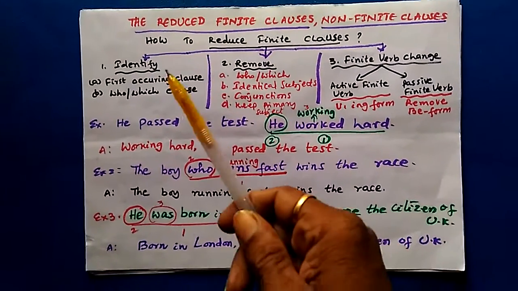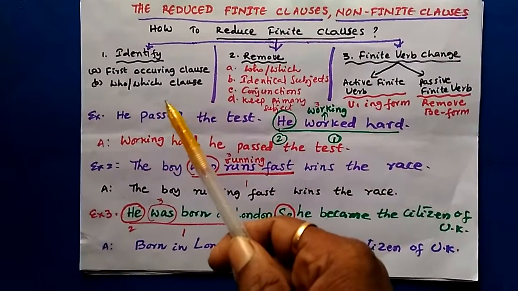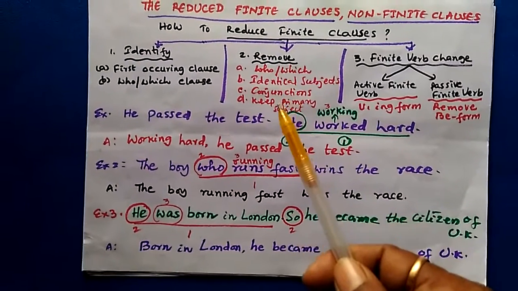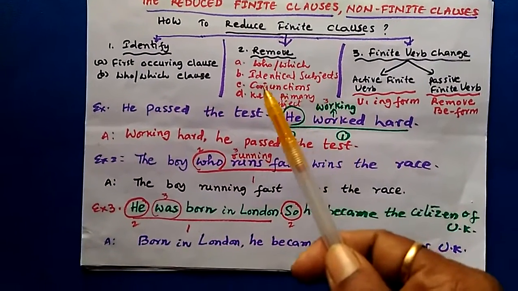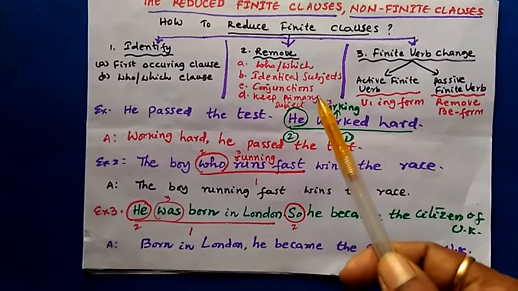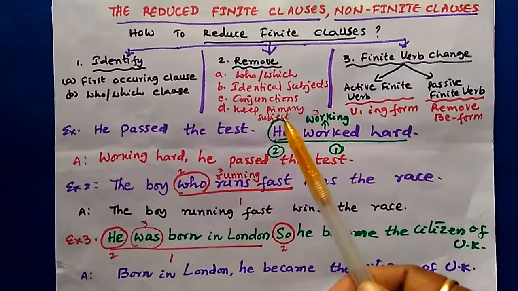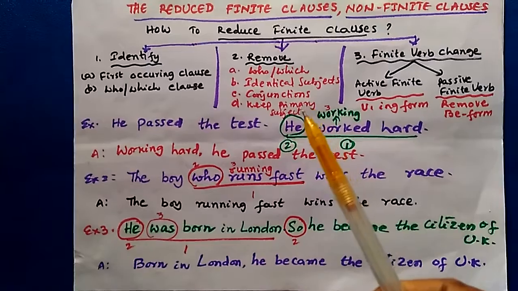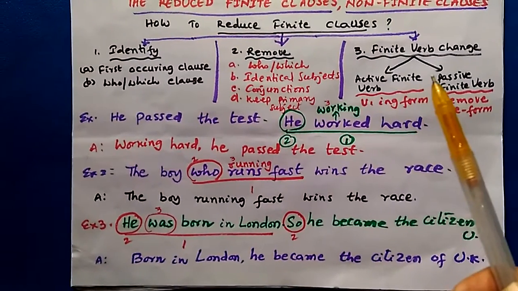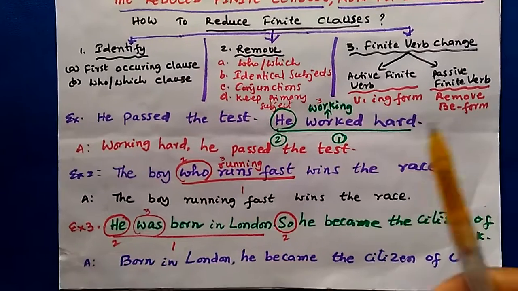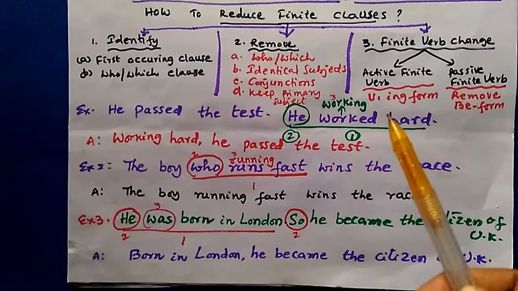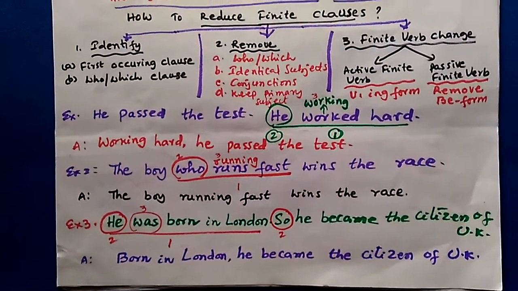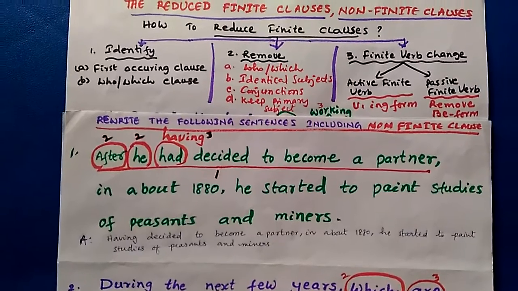In this way, we have to identify the first occurring clause or relative clauses, and we have to remove these things. That means relative pronouns, identical subjects, and conjunctions. But we have to keep the primary subject. That means the subject in the last occurring clause should be kept as it is, and we have to make the necessary changes in the verb. That is finite verb changes. If it is in active form, it should be changed into verb 1 ing form. If it is in passive form, we only have to remove the be form.